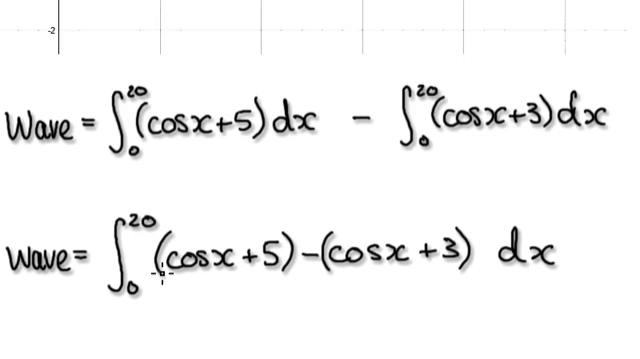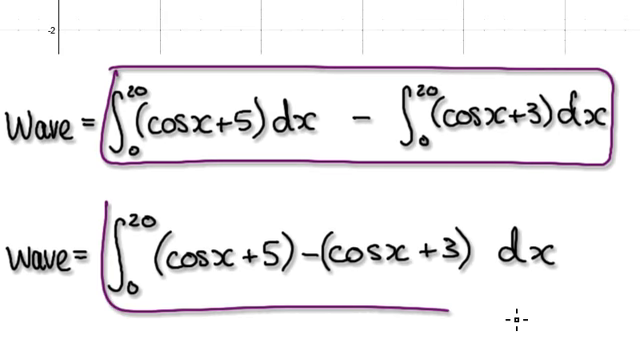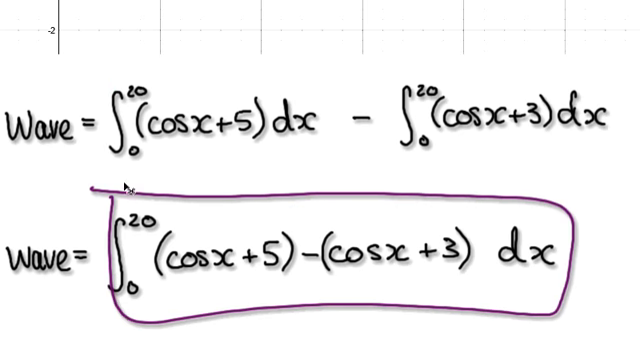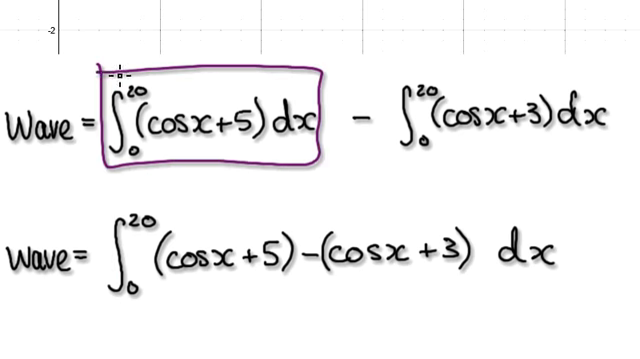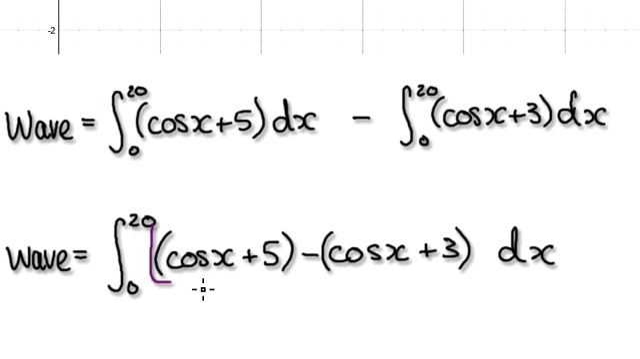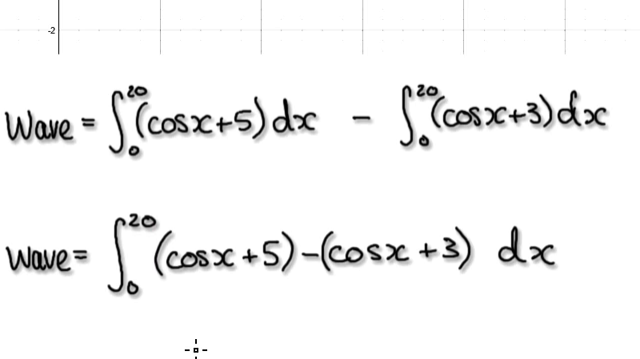The point is that there is a huge difference between this and this. This here is much more efficient because here you're evaluating the whole area and then taking away the other whole area. Here you work out the height first and then you integrate the height, if that makes sense. Okay? I hope it makes sense.